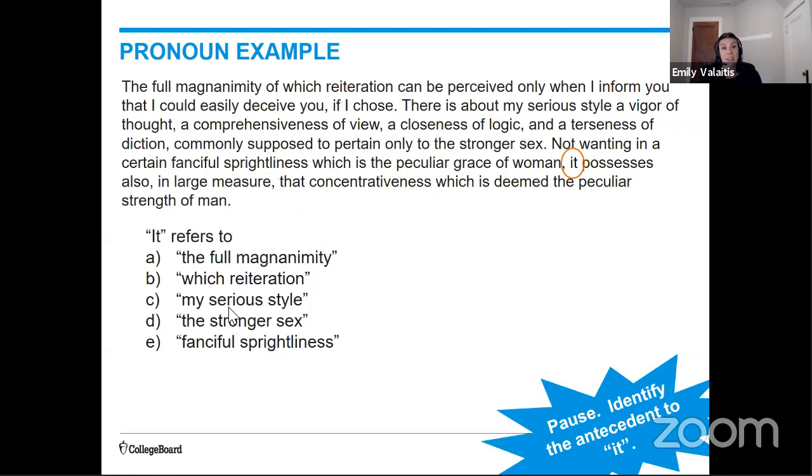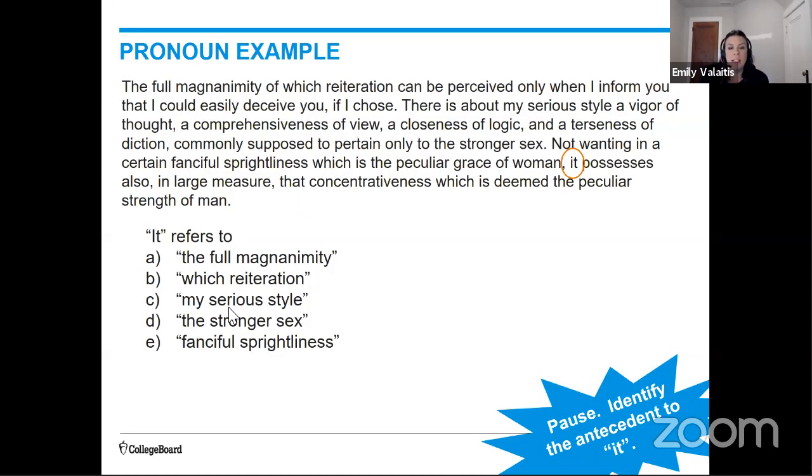Try not to get too overwhelmed and just stick with the tips I gave you of identify the antecedent, or the pronoun, excuse me, in this case, it's it. I've circled it for you. And then try reading backwards to figure out what is the subject, what is the noun that it is replacing.